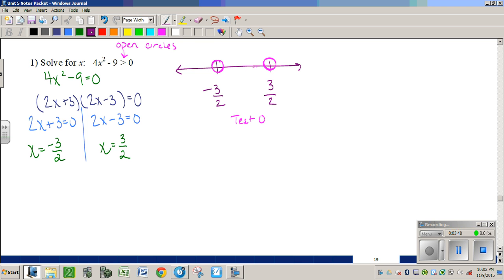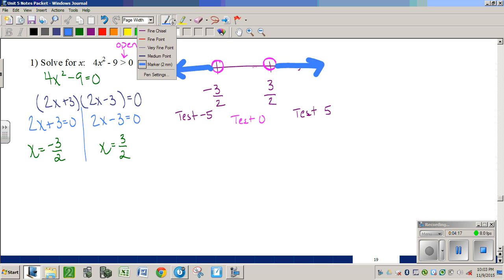Now you would continue to pick a test point on either side. Anything greater than 3/2, let's say 5. Anything less than negative 3/2, let's say negative 5. You would run through your calculator the same process. Store 5 as your x value and figure out whether it comes out true or false. I'm going to save us a little time and tell you it comes out true on either side. So we're going to shade to the left and to the right.